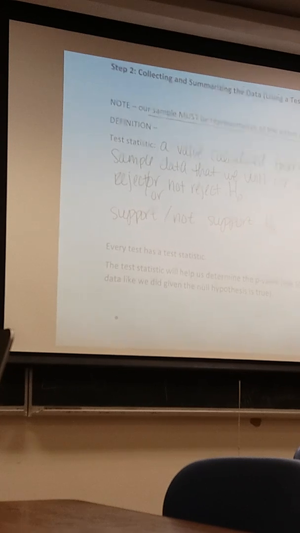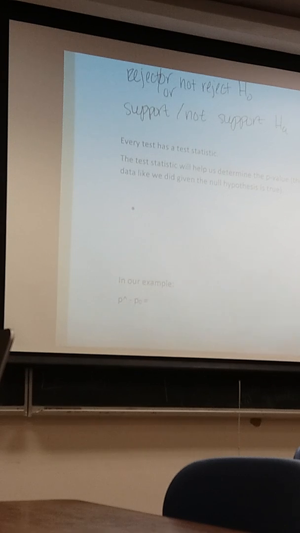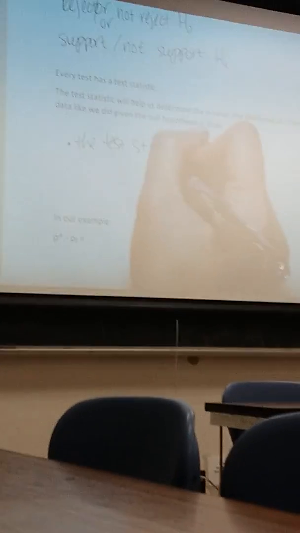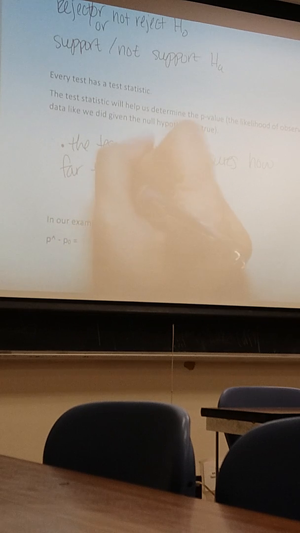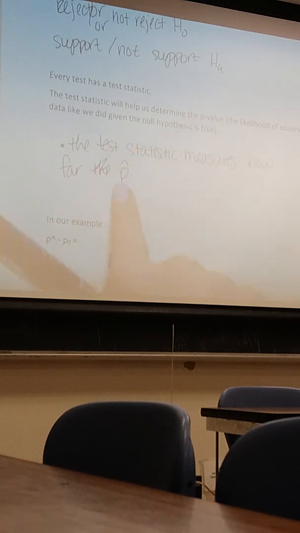Okay. All right, the test statistic is going to help us get that p-value in step three, but the test statistic is kind of like the z-score. It is a form of the z-score. It tells me how far away my sample proportion is from whatever proportion we're testing. So the test statistic measures how far p hat, which is the sample proportion, right?